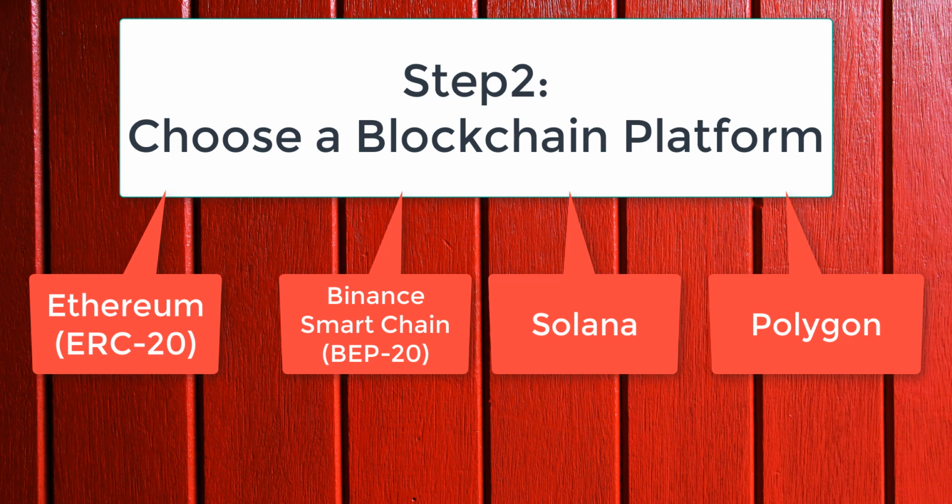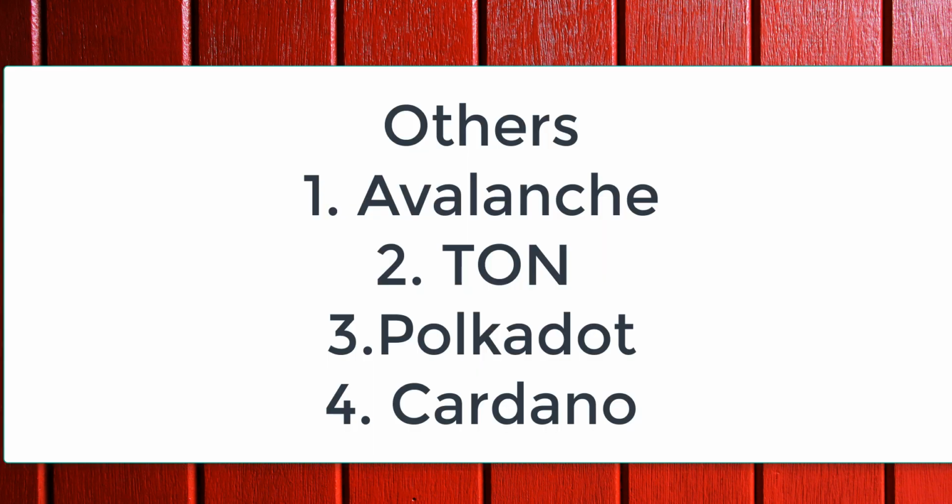And we also have other ones like Avalanche, Cardano, Polkadot, and Ton. So we do have a lot of other blockchain platforms that you can use if you want to. You can go for Ton, you can go for Sui, and a number of other ones that are available out there. All right.